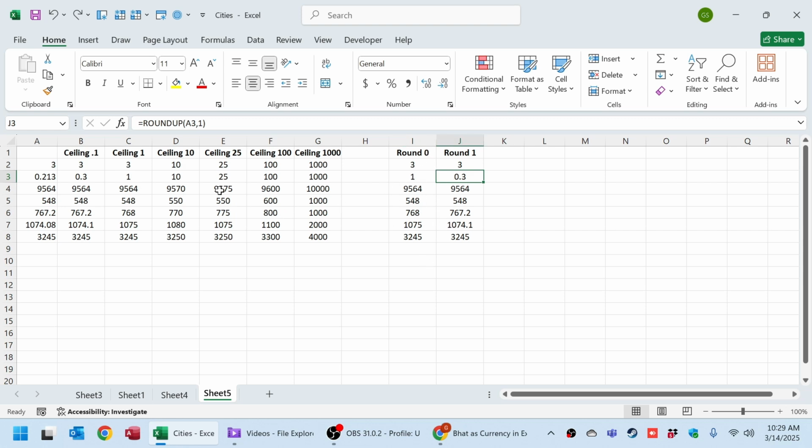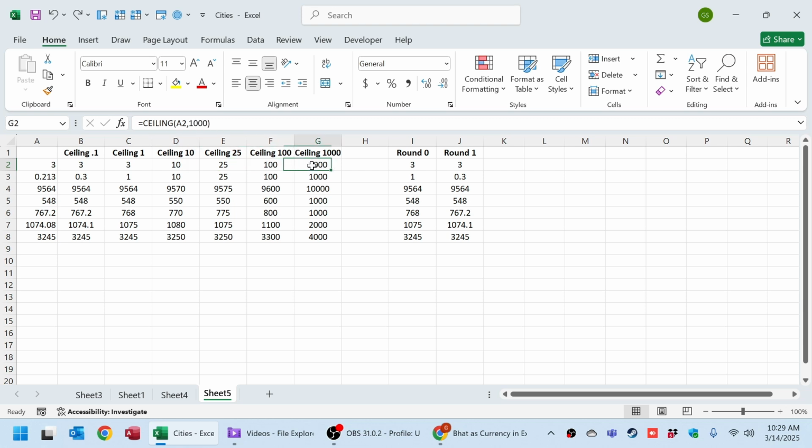You can stop there. But what's nice about the ceiling function is you can actually round up to a nearest number that you choose. So let's say you want the nearest 10. You could put in 10, and you can see 3 and 0.23 both round up to the nearest 10. This can be nice, especially with thousands and hundreds, but even 25. If for some reason you could only do something in quarters, you could round this up to the nearest 25.